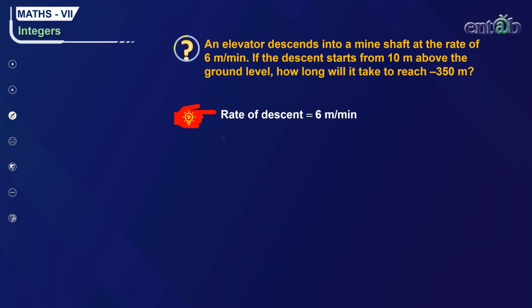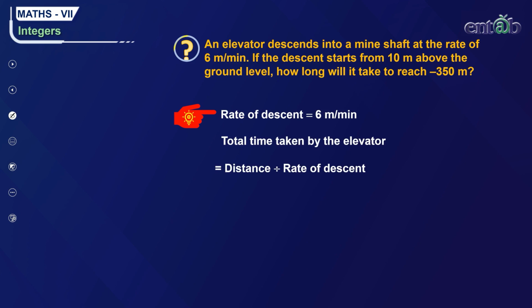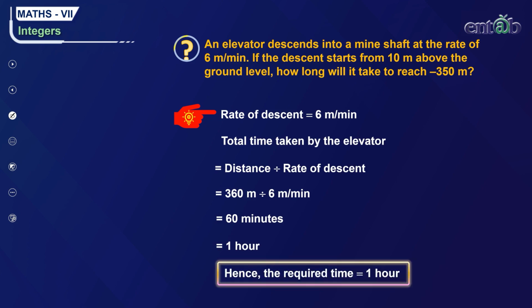So, the total time taken by the elevator would be given as distance divided by speed, that is the rate of descent. Distance was 360 meters and the rate is 6 meters per minute. This gives us 60 minutes, which is equal to 1 hour. Thus, we can say that the required time the elevator took to go down the mine shaft was 1 hour. I hope this was clear to you.